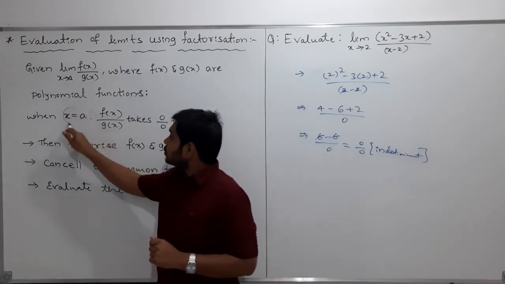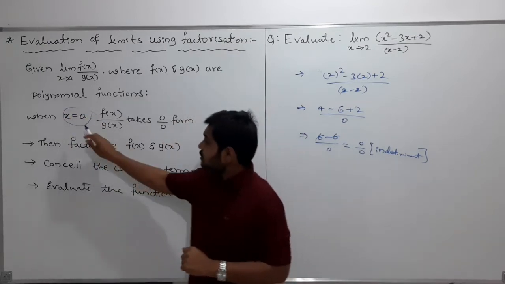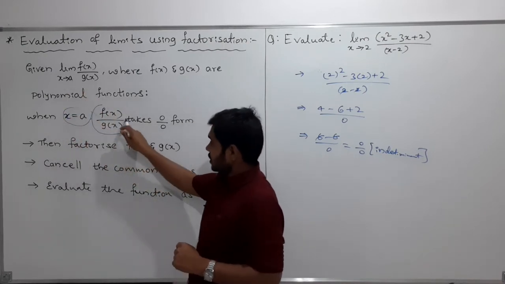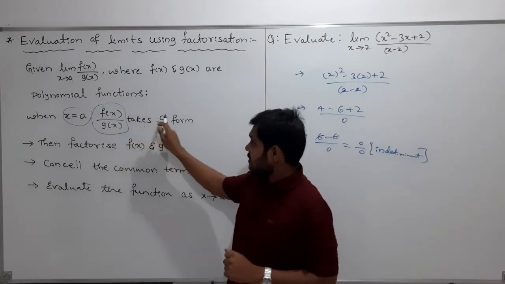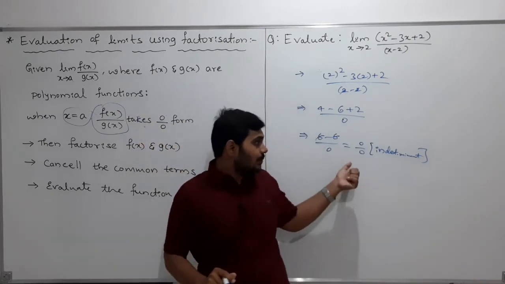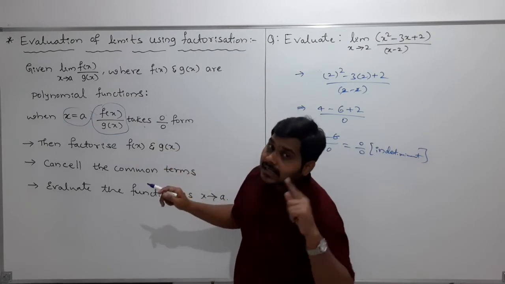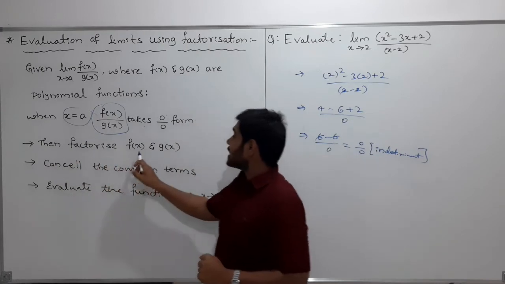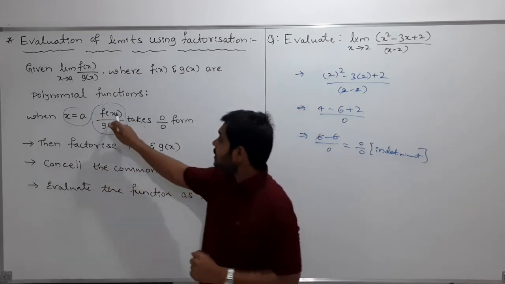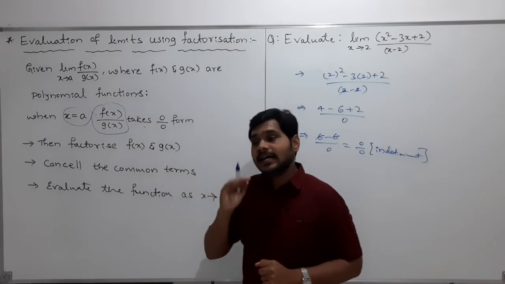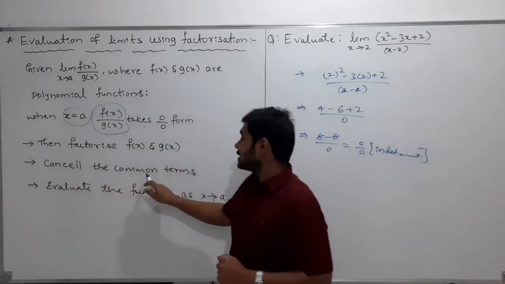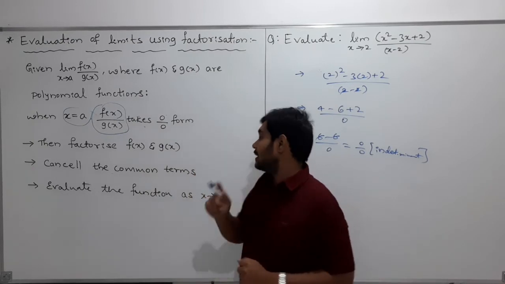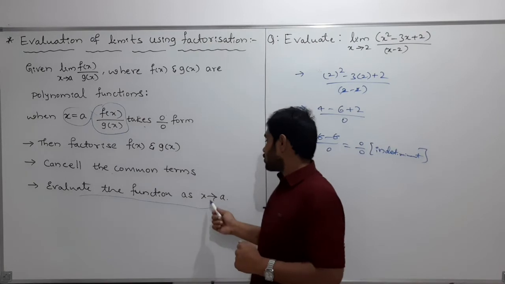When x equals a, if you substitute x equals a in the given function and it takes 0 by 0 form, what will we do, my dear students? In such cases, factorize f of x and g of x. It means we will factorize the numerator and denominator, and then cancel the common terms in the numerator and denominator.